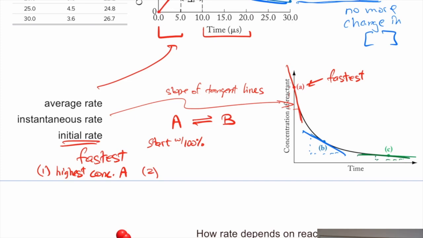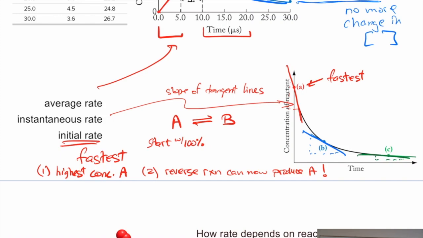Because what happens after a little bit of time passes? We made some B, but this is a reversible reaction. And once we've made some B, there's a rate of B going back into A. So we also now have a reverse reaction that can now produce A again. But never so much that you get 100%.